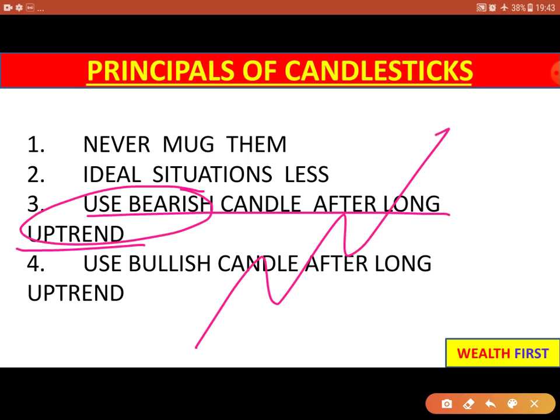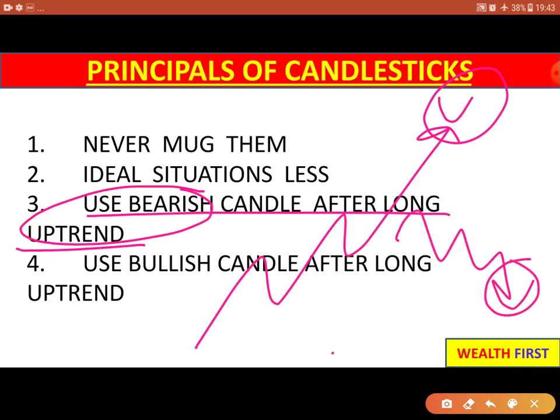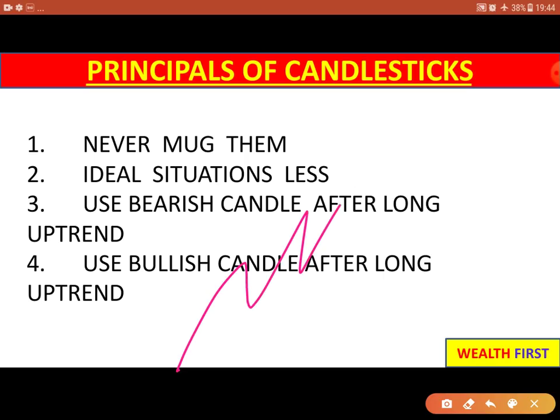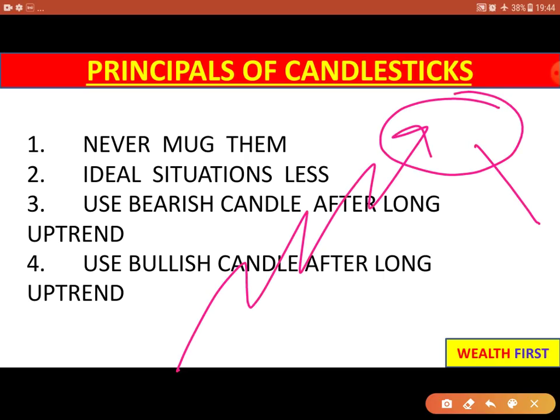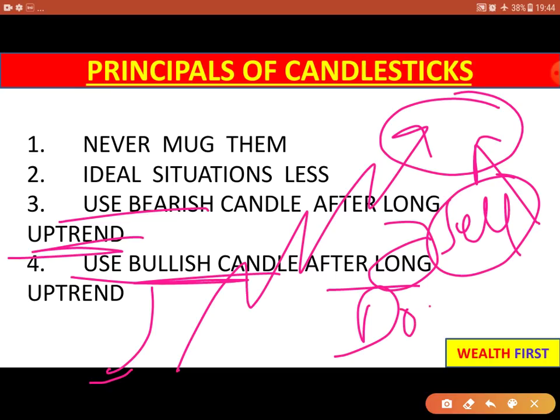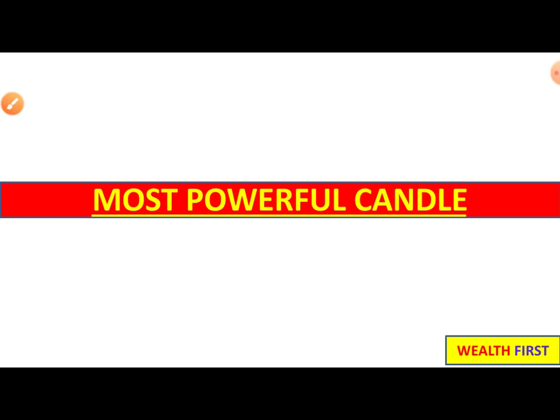You have to sell only when there is already an uptrend. You will not sell when there is already a downtrend, because the chances of the trend changing over here are more. So you don't have to sell here, because this selling has already been happening. What you need to spot here are bullish candles. And when the stock is already in an uptrend, you need to spot sell candles, the bearish candles here. So bearish candles after an uptrend, bullish candles after a long downtrend. This is what I wanted to clarify. These are very important principles which you need to keep in mind.